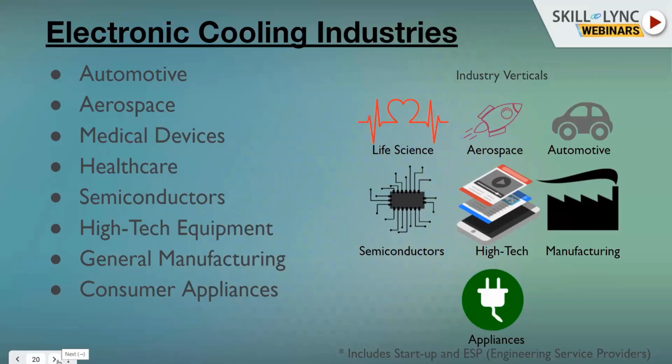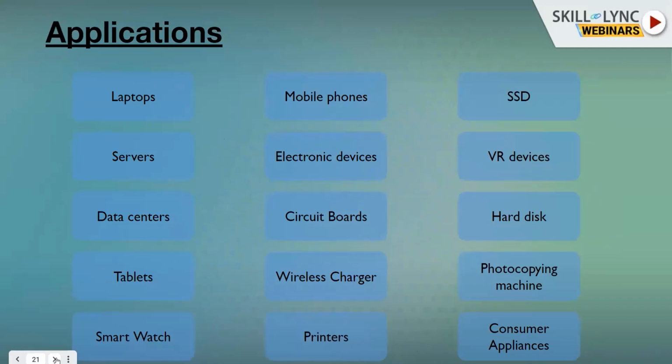Please go to the next slide, Ms. Saisuma. Applications are n numbers, which we see daily: laptops, servers, data centers, tabs, tablets, smartwatches, mobile phones, circuit boards, wireless chargers, printers, hard disks, photocopying machines, consumer appliances. I mean, in our daily life, like refrigerator, washing machine, the mixer grinder. These are the n number of applications where an electronic cooling simulation is needed everywhere.